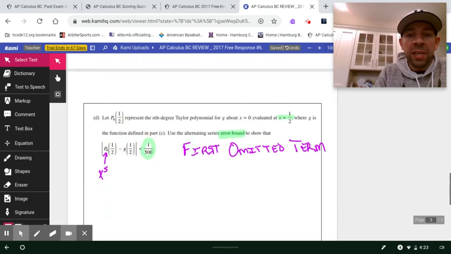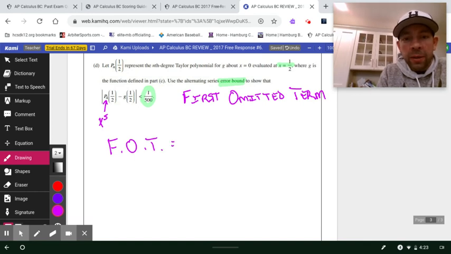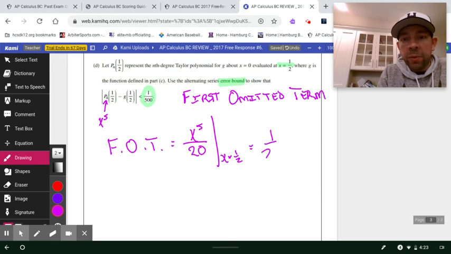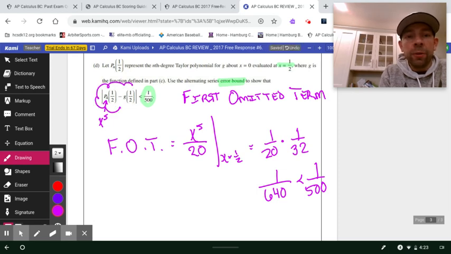So let's shimmy down here. We'll say our first omitted term equals, oh boy, what was that term? x to the 5th over 20. If we let x equal 1/2, that's going to be 1/20th times 1 over 32. And that's going to make 1 over 640, which is less than 1 over 500. And therefore, we could guarantee that the error, or the difference between the exact value and the approximation, is going to be less than 1 over 500.